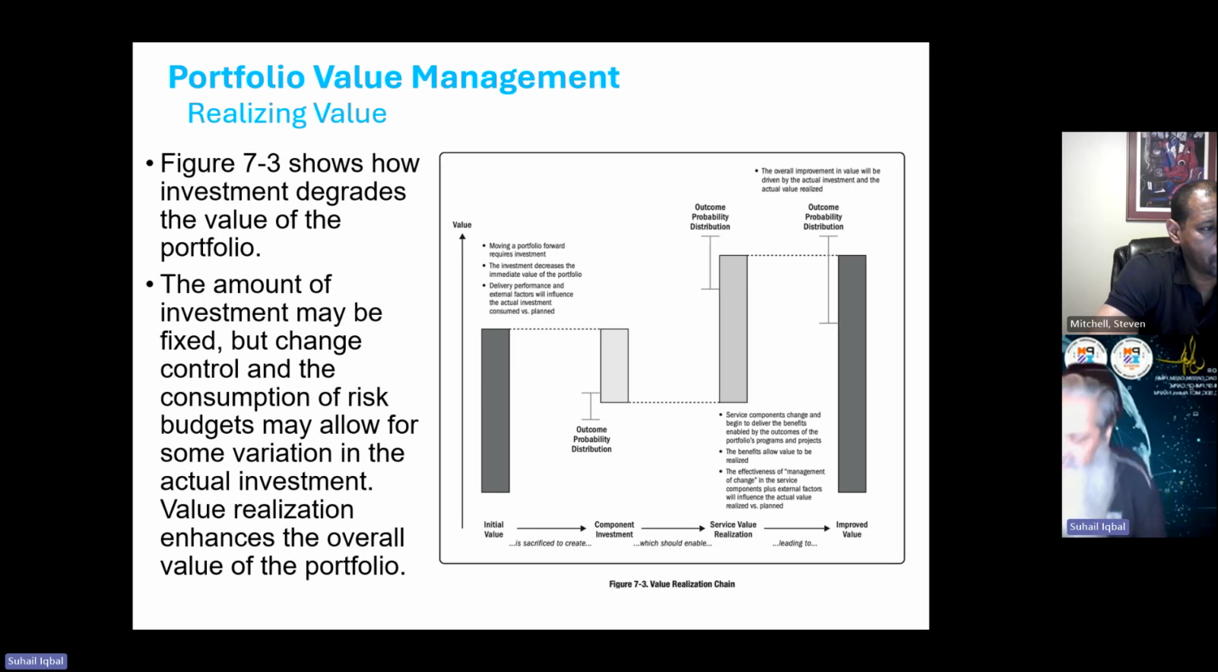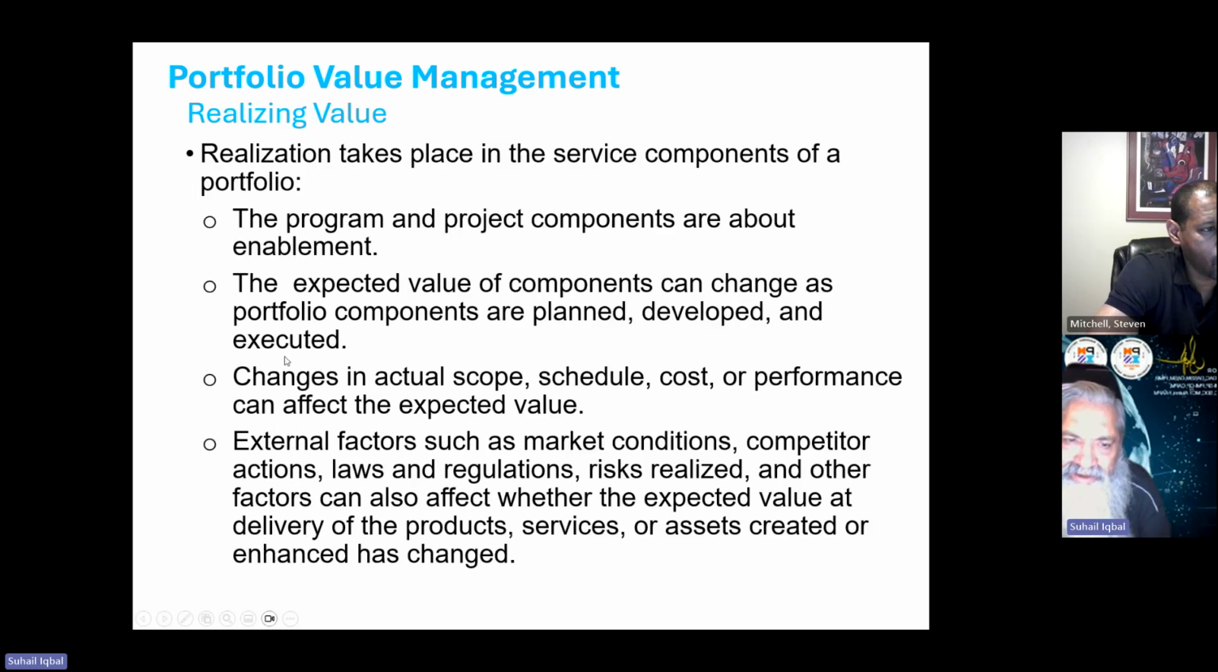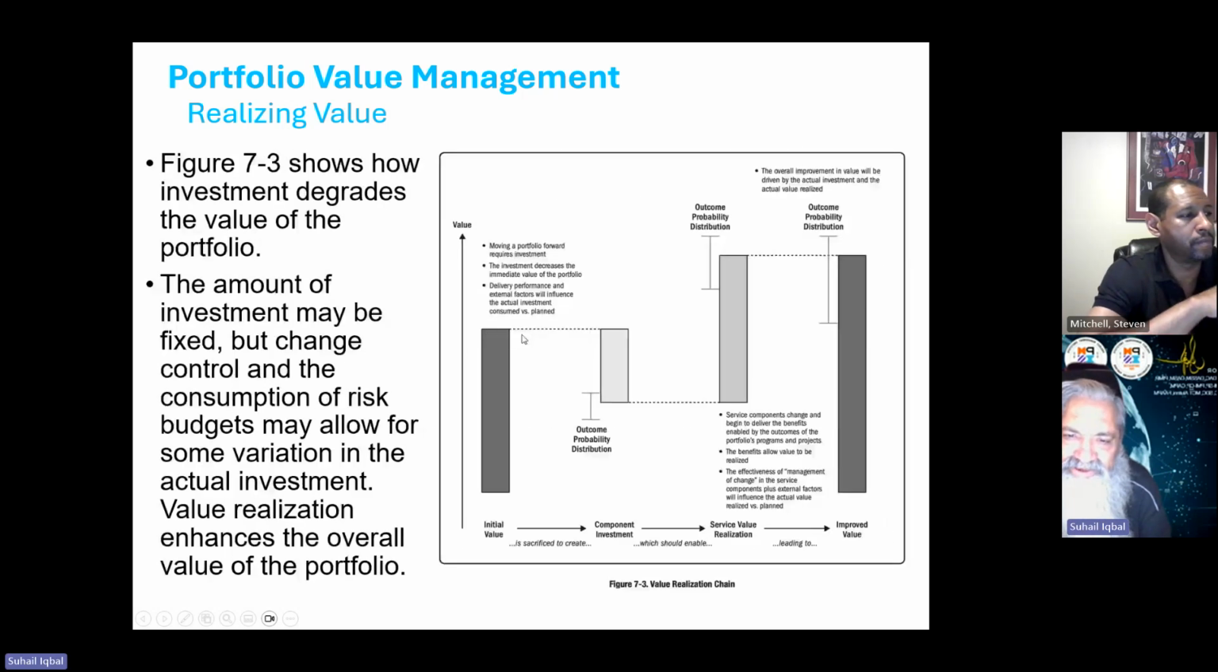So, for example, whatever was the initial value, let us assume this was the initial value, moving a portfolio forward requires investment. Investment decreases the immediate value of the portfolio, because when you have spent this much money, your value goes down. And when you're spending money, and if you are not spending it on value generating items, like risk is eating up all the money, so value will not be generated.